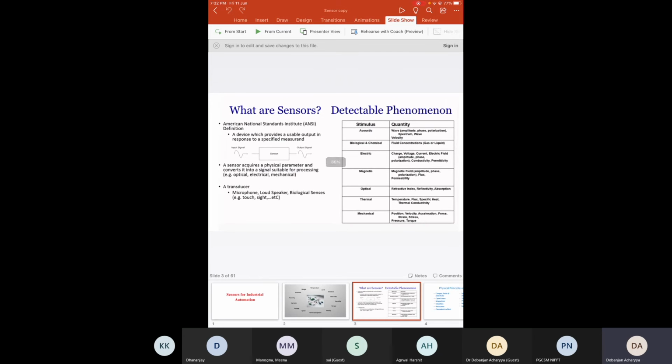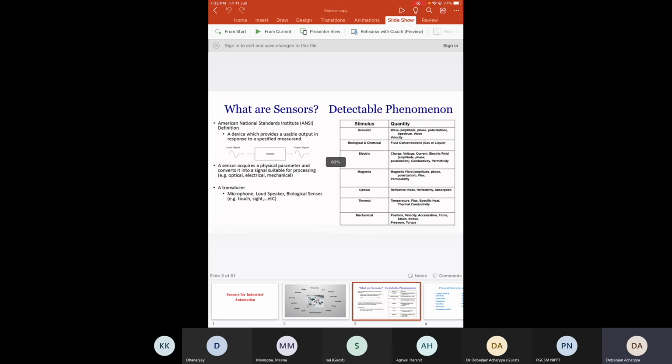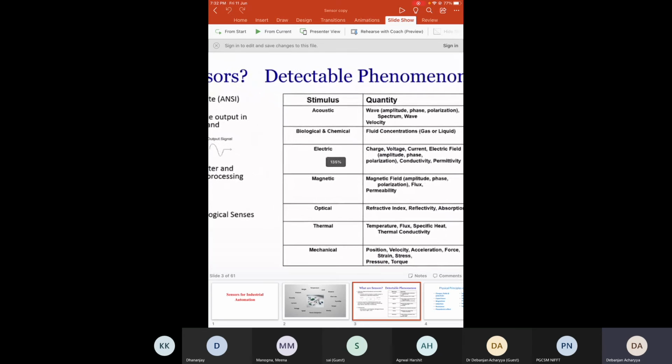I think you all already know that. It's a device which provides a usable output in response to a specified measurand. A sensor acquires a physical parameter and converts it into a signal which is suitable for signal processing. Now, what are the main detectable phenomena? Here you will find the stimulus and the quantity. In stimulus you will find different kinds of stimulus, and the quantity that can be measured to sense or observe that stimulus.